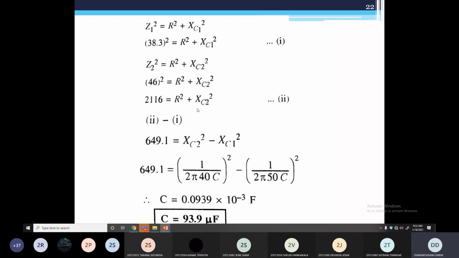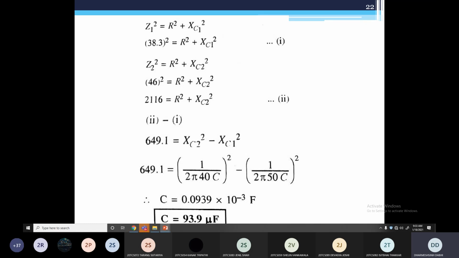All of you first write down this. All of you understand how to calculate this capacitance? Can I repeat again? Yes. Okay, so first write down the equation number 1 related to Z1, then the Z2 equation, equation number 2. Subtract equation 1 from 2, replace the value of XC1 and XC2, and finally calculate and get the answer, 93.9 microfarad.